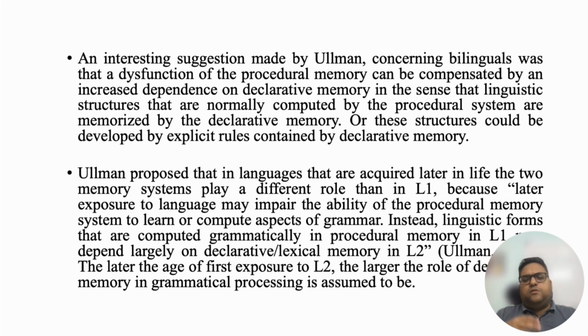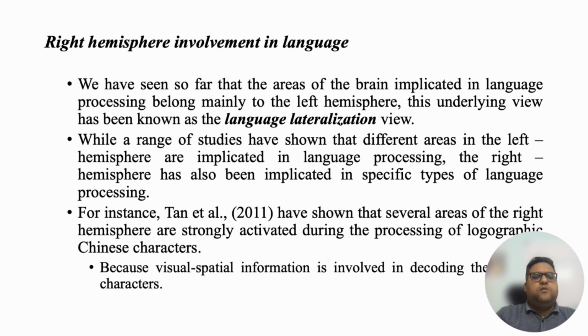Now, this was a bit about how languages organize in the left hemisphere. Let us read a little bit about right hemisphere involvement in language as well. We have seen so far that the areas of the brain implicated in language processing are mainly in the left hemisphere. This basically underlines the view that has been known as the language lateralization view, which believes that language is entirely and exclusively lateralized to the left hemisphere. While there are a range of studies that have shown that different areas in the left hemisphere are implicated in language processing, the right hemisphere has also been implicated in specific types of language processing.